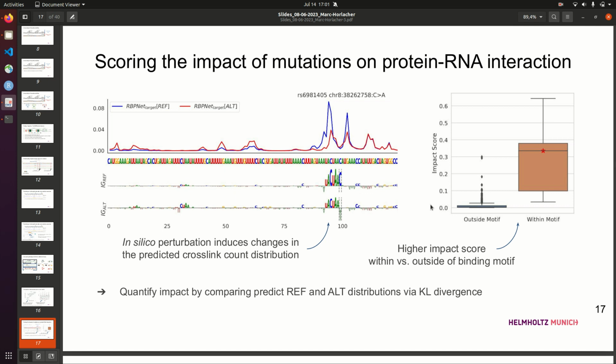So in order to score the impact of mutations, we can basically quantify this change in the predicted probability mass by comparing the predictions of the reference and alternative alleles via the KL divergence, which then serves as an impact score. And you can see here on the right-hand side, if we introduce mutations within this canonical motif, we gain much higher impact scores than if we mutate outside the motif.